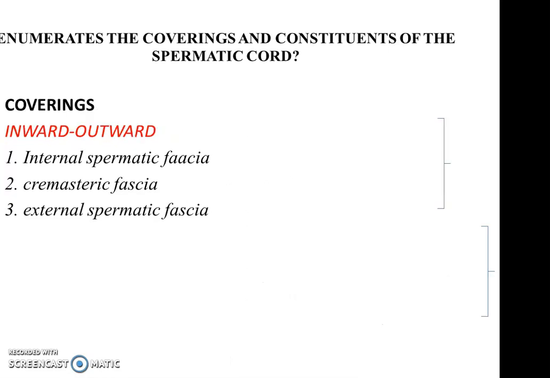Now, see the secret. We have mentioned them now, but let me show you another secret that can always guide you. Go back to the constituents. They are numerous, about 10 or 11. Like I mentioned, the principal constituent is the vas deferens. Know that this vas deferens will have to be supplied by an artery. Recall that it has to be drained by a vein. Know that it has to be innervated by a nerve. So, these are bundles of structures that are likely to go along with it.